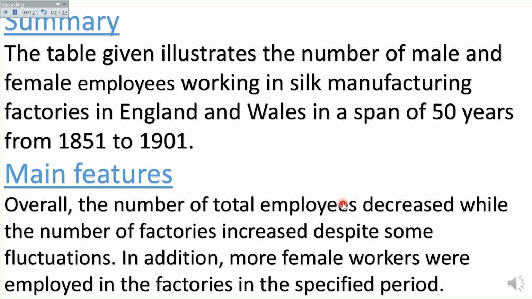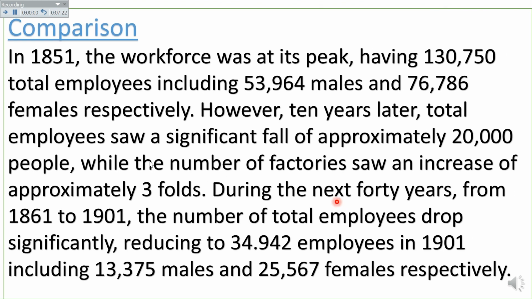So let's see what is the comparison. In 1851, the workforce was at its peak. We saw that having 130,750 total employees, including 53,964 males and 76,786 females respectively. However, 10 years later, total employees saw a significant fall of approximately 50,000 people, while the number of factories saw an increase of approximately threefold.